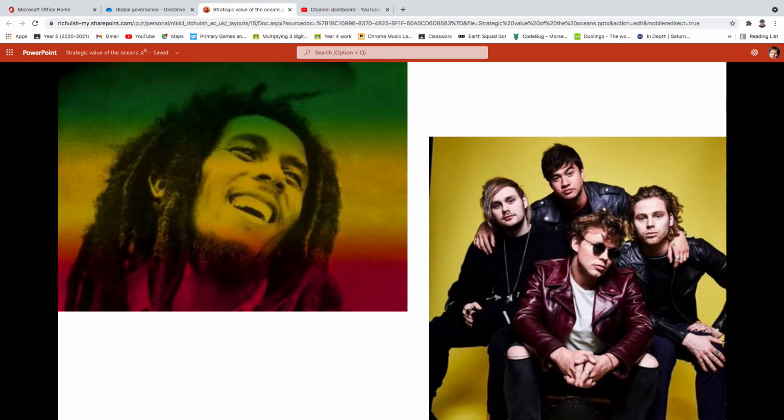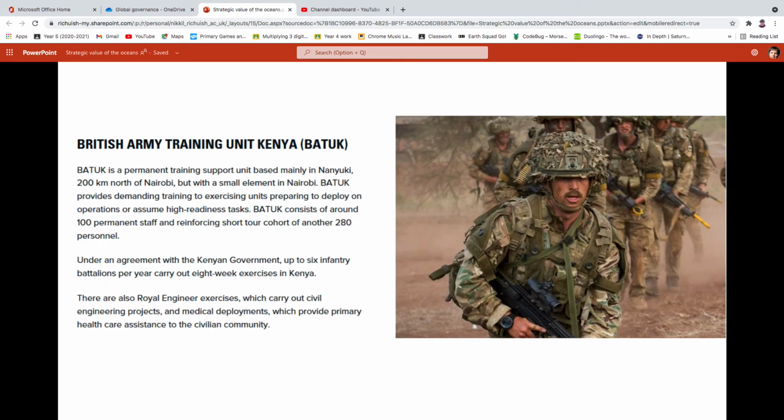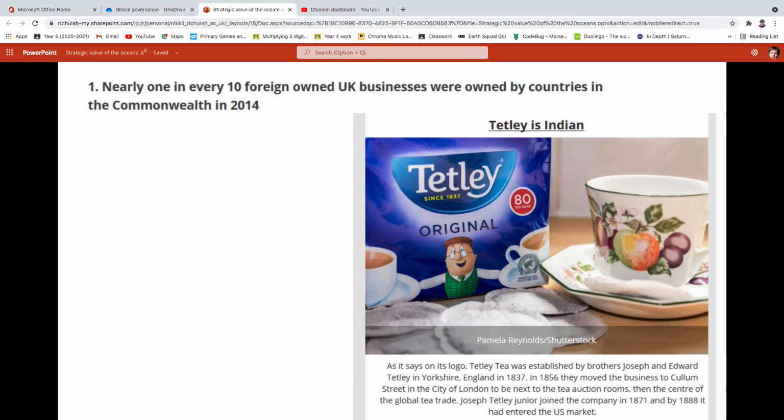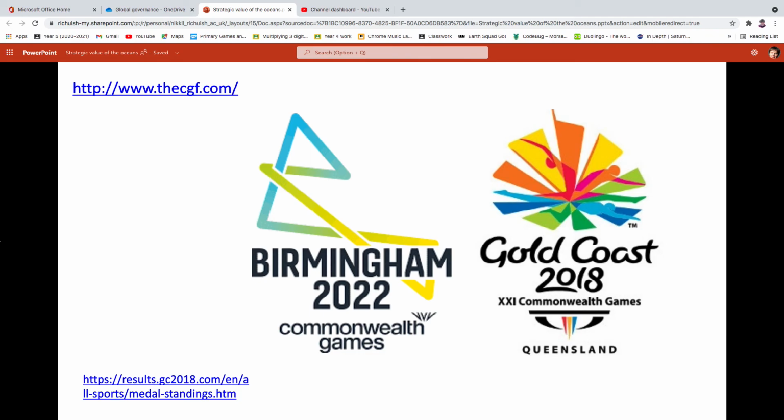Music. Maybe some of your favourite musicians or bands come from other Commonwealth countries. Military. We have lots of training units in Commonwealth countries. So I've chosen Kenya, but for example, the Red Arrows, they are based for most of the year in Cyprus, which is a Commonwealth country. So you could have military links. You could go for ownership of supposedly British things.